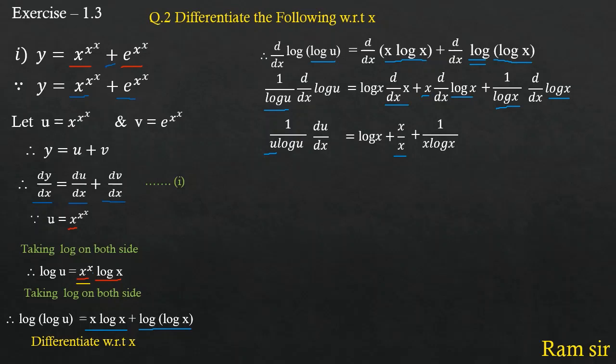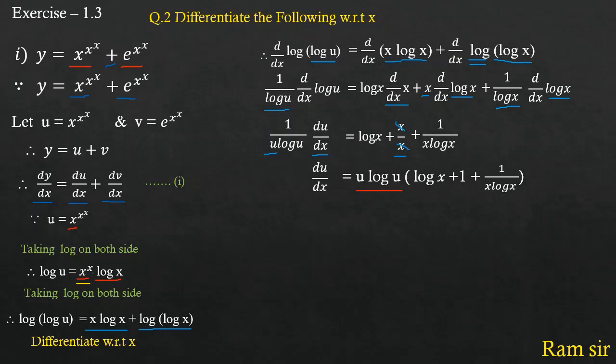Next step, we'll write du by dx as it is, and we shift u log u to the right side, and we cancel this x and x, that gives you 1. So in the next step we'll write du by dx is equal to u log u multiplied by log x plus 1 plus x log x, which is the simplified step. In the next step we'll update the value of u log u.